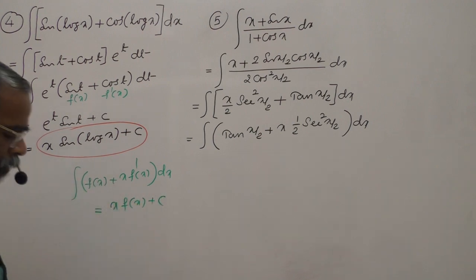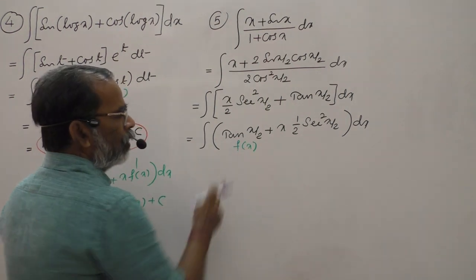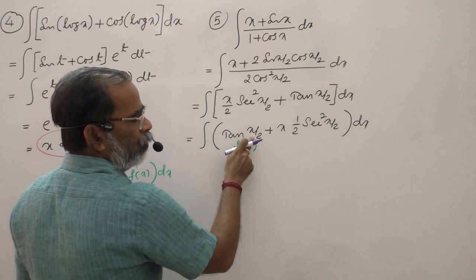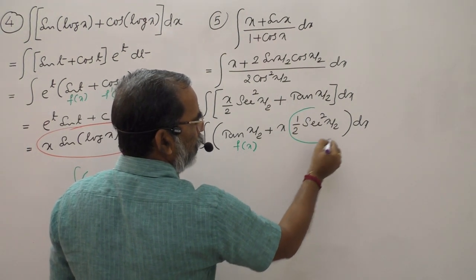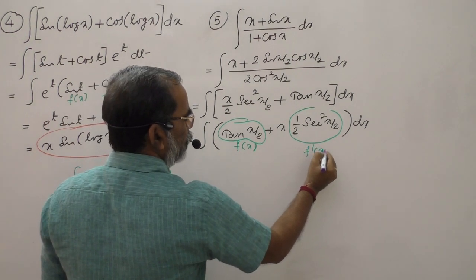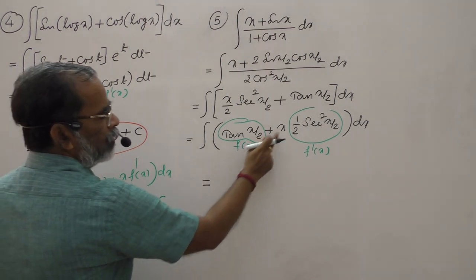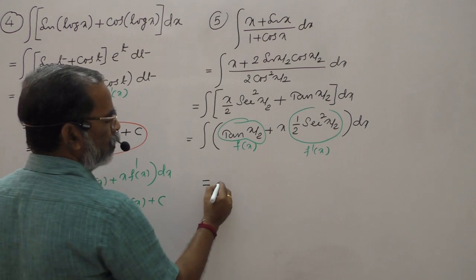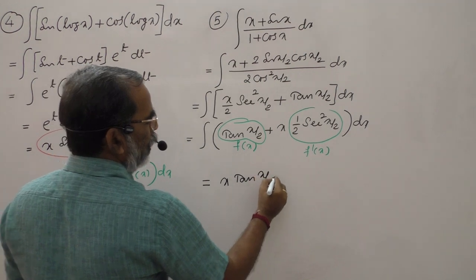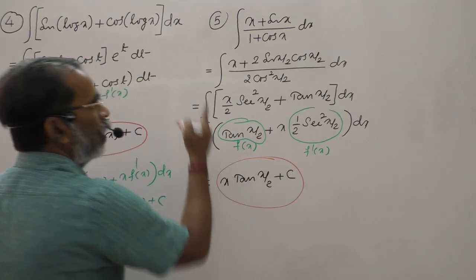Just x into f of x. Here if you suppose tan x/2 as a function, tan derivative is secant square x/2. In place of x we have x/2, its derivative is 1/2. If this is f of x, this is f dash x. Therefore, it is taking the form integral of f of x plus x into f dash x, whose integral is x into f of x. So x plus tan of x/2, plus c. That's all. This is the integral of this.